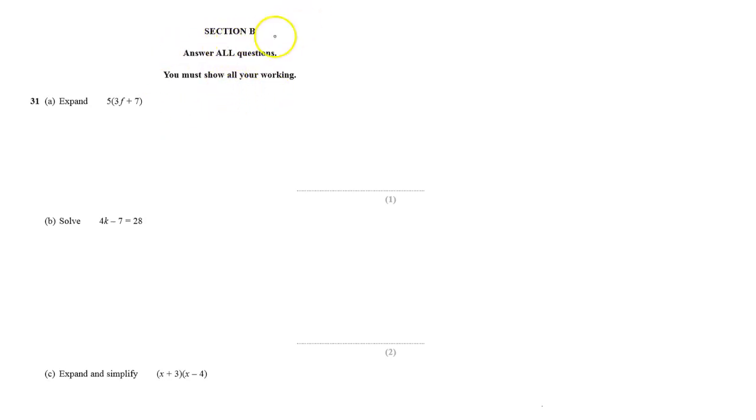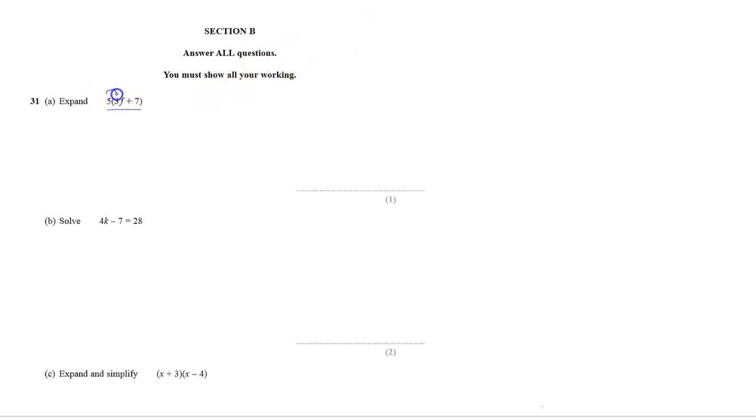This is section B of the PLSC year 9 Excel May 2016 paper. Question number 31, part A. Expand means remove the bracket.